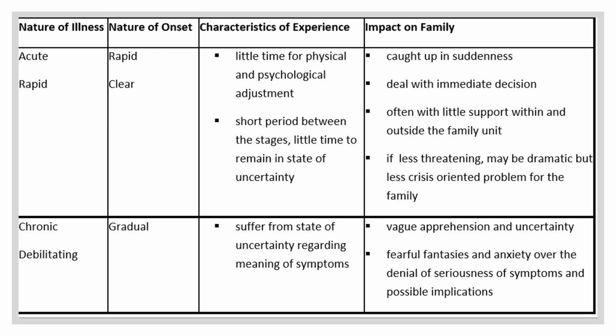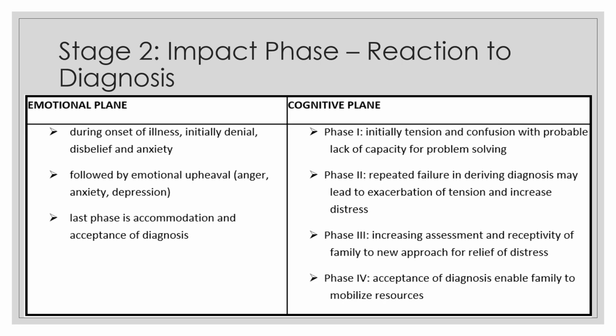If it's a chronic debilitating disease, the nature of onset is gradual. So you suffer from a state of uncertainty regarding the meaning of symptoms. So there's a vague apprehension and uncertainty. So there are fearful fantasies and anxiety over the denial of the seriousness of symptoms and possible implications.